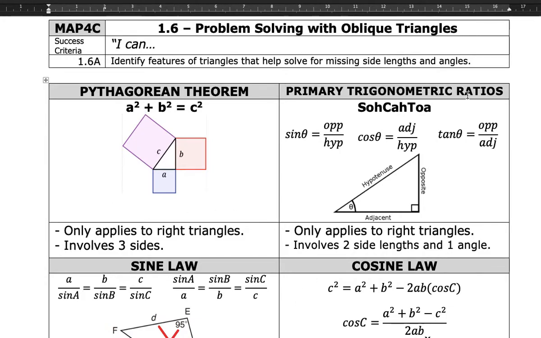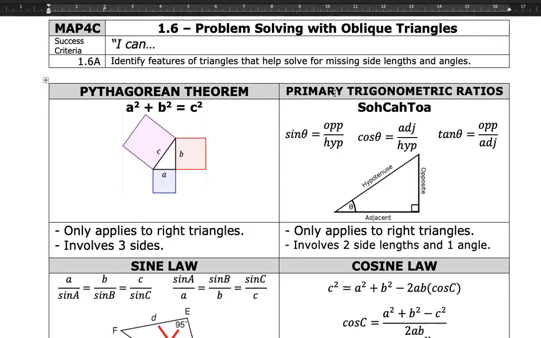Pythagorean Theorem and primary trigonometric ratios both involve right triangles, meaning that it contains a 90-degree angle in each case. So we will look at Pythagorean Theorem first. This is a relationship between three sides of a triangle. No mention of an angle, so it's the relationship that a squared plus b squared, these two areas, add up to the square area of the hypotenuse c. And remember that we need to substitute c in as the hypotenuse when we're using this equation. So this equation can be applied when two out of the three sides of a triangle are known.